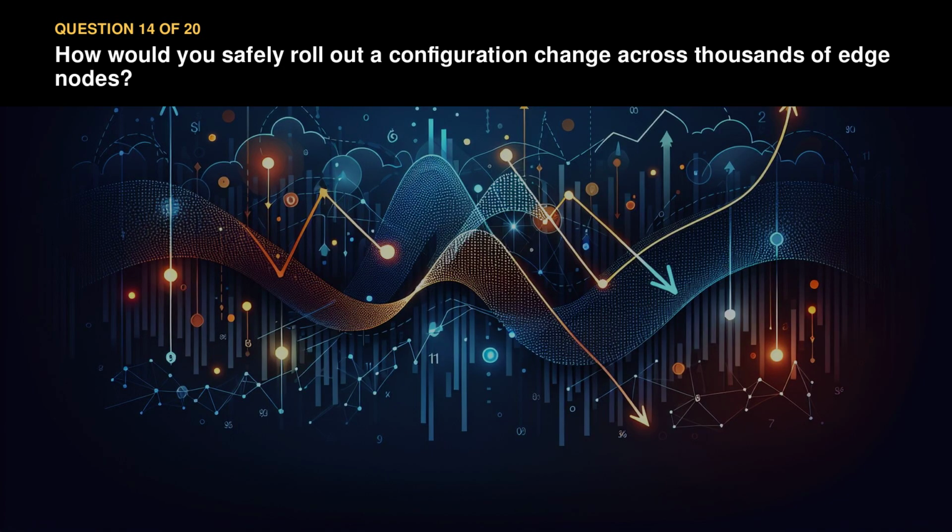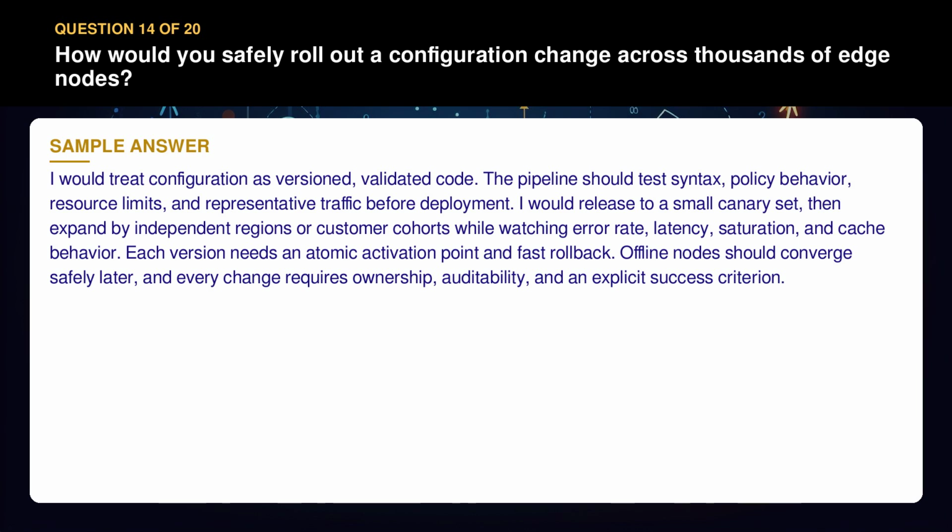Question 14. How would you safely roll out a configuration change across thousands of edge nodes? I would treat configuration as versioned, validated code. The pipeline should test syntax, policy behavior, resource limits, and representative traffic before deployment. I would release to a small canary set, then expand by independent regions or customer cohorts while watching error rate, latency, saturation, and cache behavior.